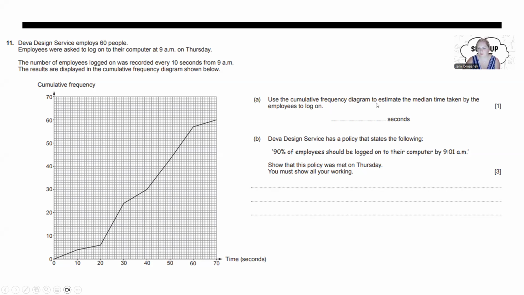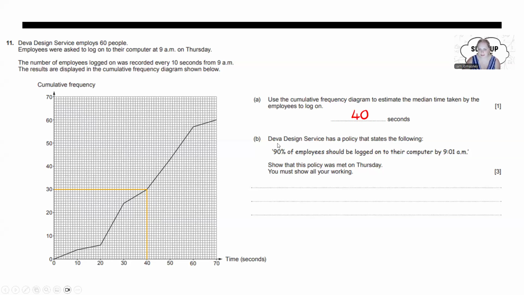It says, use the cumulative frequency to estimate the median time taken for the employees to log on. Whenever you're looking for the median, you're looking for half of your people. So if we had 60, half of 60 is 30. So what we're going to do is draw a line across from 30 and downwards, and then write our value in. I always recommend drawing your lines on these because it'll save you so much time.